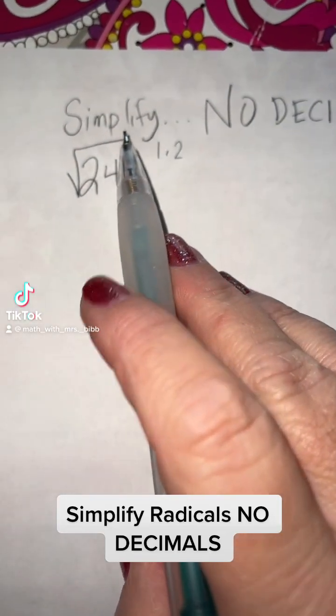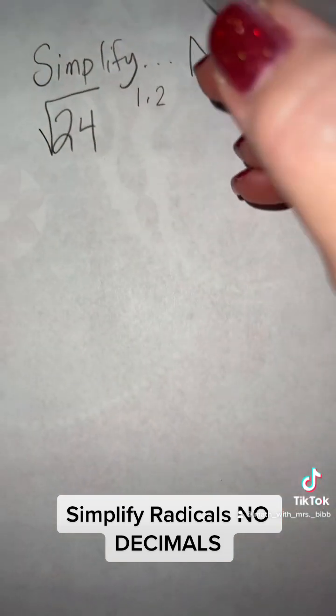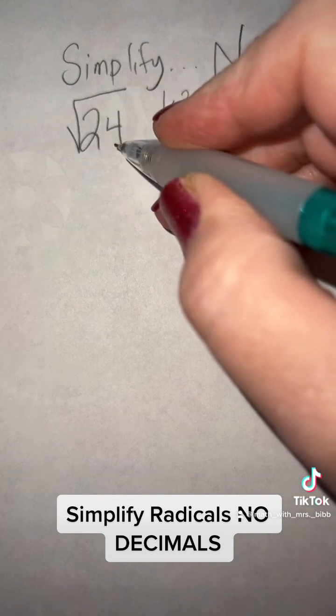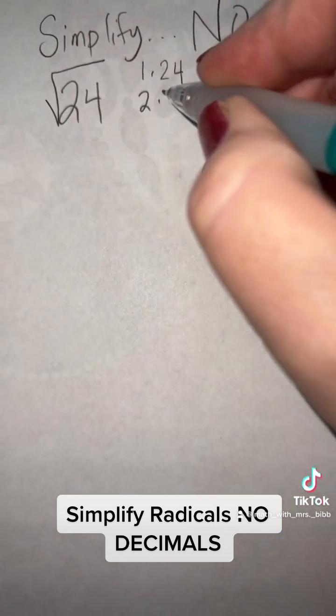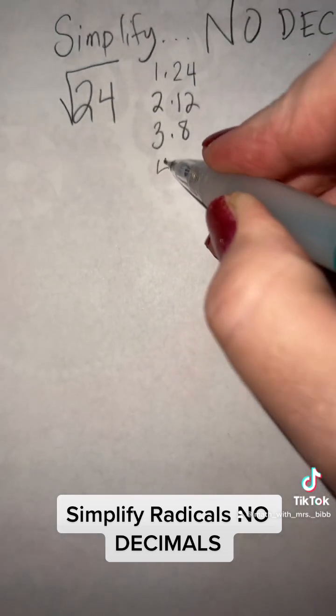Bibb. Today I want to simplify this radical, and I don't want decimals. The first thing I tell my students to do is write the list of factors, the numbers that will multiply to give me 24. 1 times 24, 2 times 12, 3 times 8, 4 times 6.